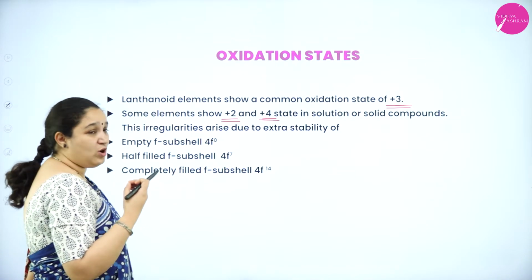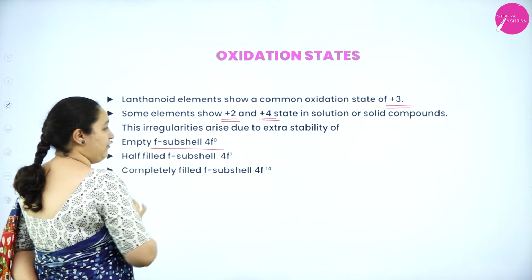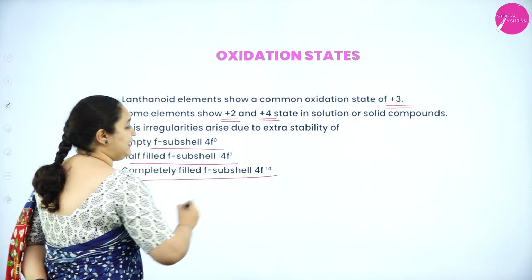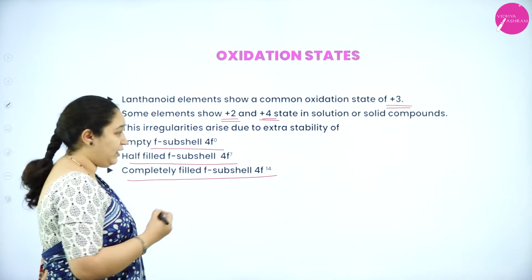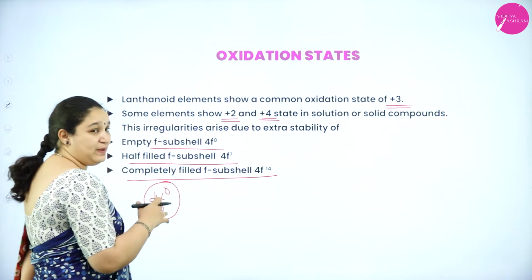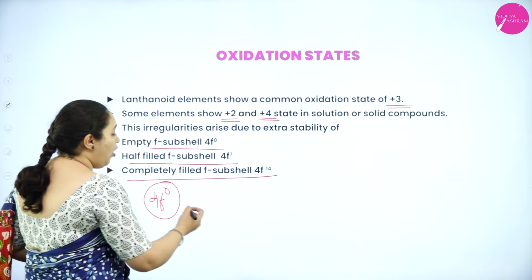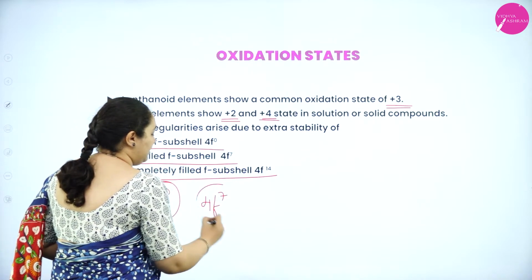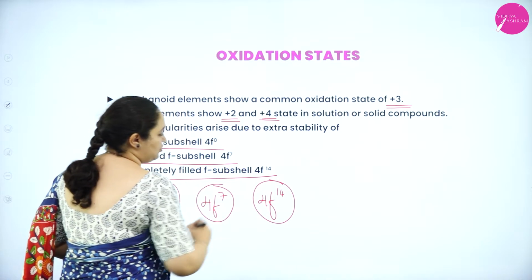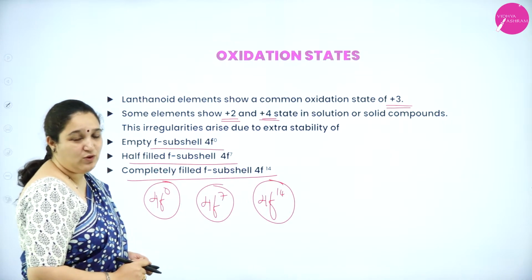This +2 or +4 state is seen only when they have an empty f orbital, a half-filled f orbital, or a completely filled f orbital. Okay, so if they get a 4f electronic configuration in +2 or +4 state, then that state is possible. Or they will have 4f7 electronic configuration or 4f14 electronic configuration. Only then they will show +2 and +4 state.